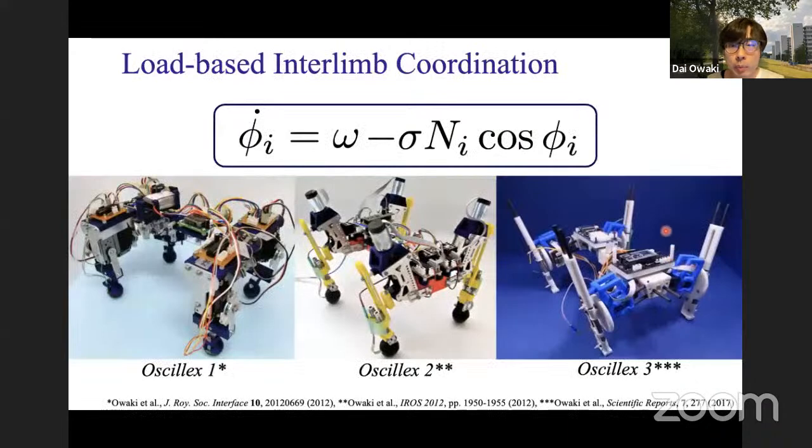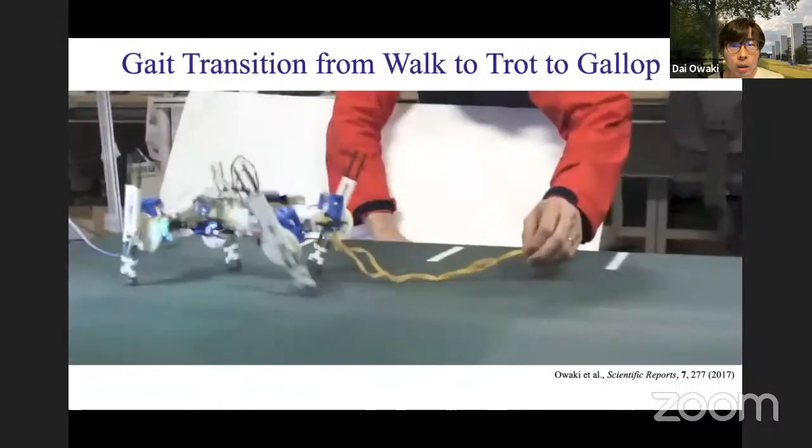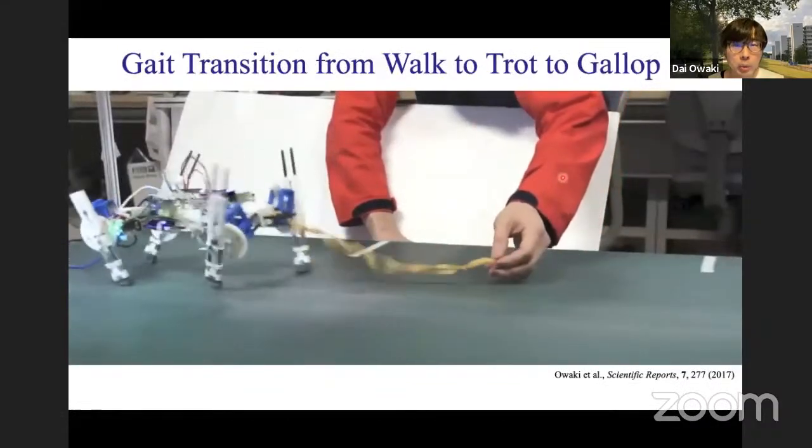In our research, we propose a load-based interlimb coordination rule described by a phase oscillator model as a CPG, shown here. I'll explain the model in a later slide. We have reproduced various gait patterns of quadruped animals by using a minimal and simply structured quadruped robot we call Oscillex. This movie shows a representative result.